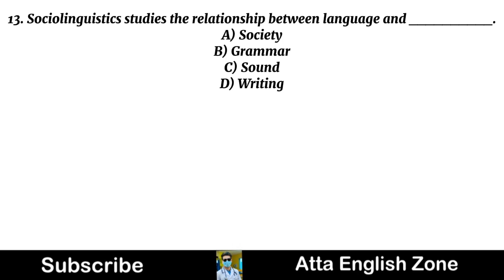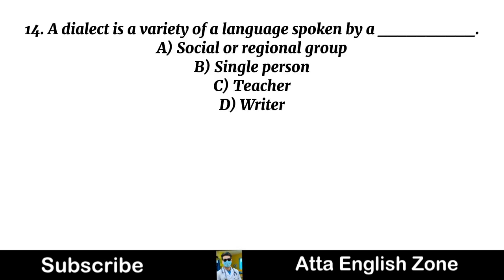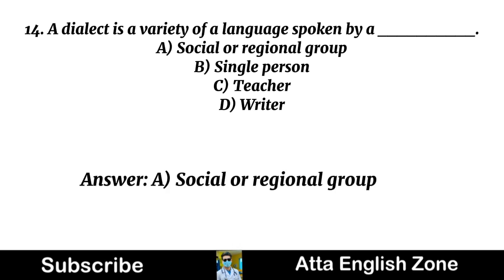Sociolinguistics studies the relationship between language and society, grammar, sound, writing. Answer A, society. A dialect is a variety of a language spoken by a dash: social or regional group, single person, teacher, writer. Answer A, social or regional group.